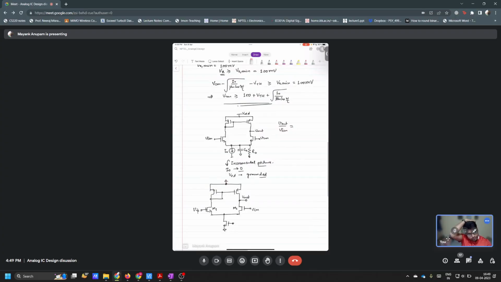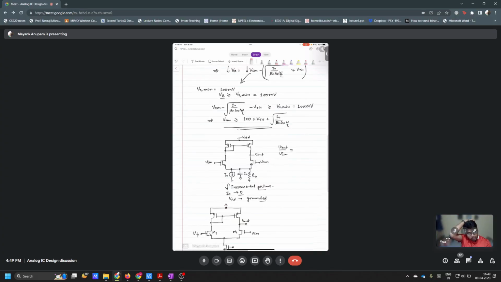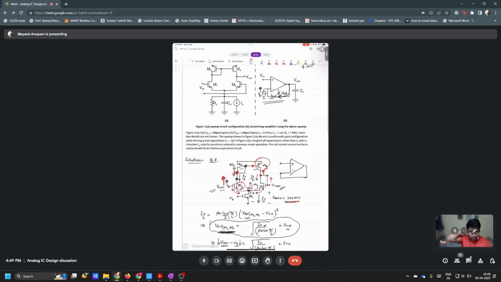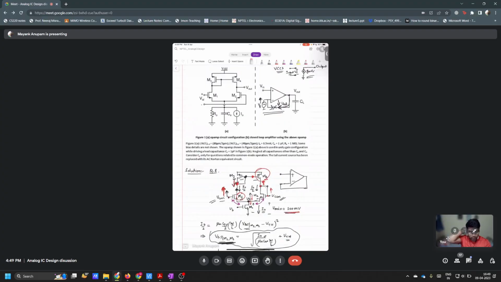Anything else? Sir, I just told one of the guys, Gulshan, that node VX should not be VCM. Which node? This node? Yes, sir. Can I share my screen for a minute? Yeah, you can definitely share.